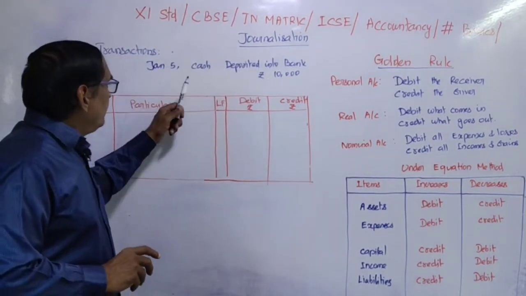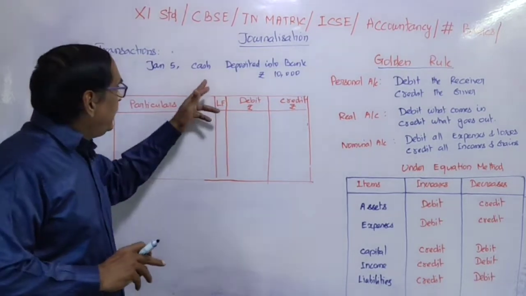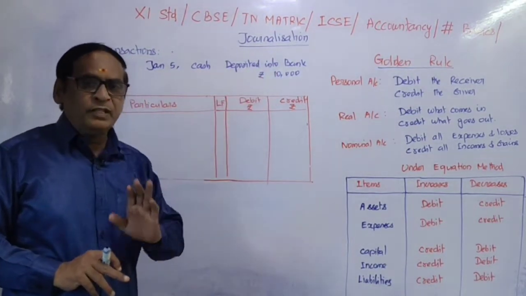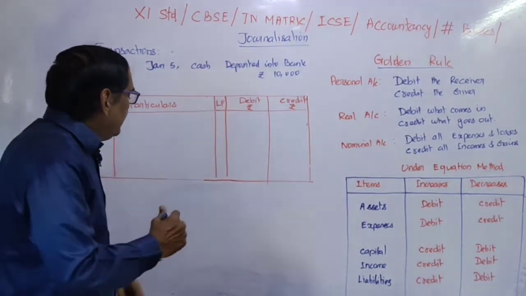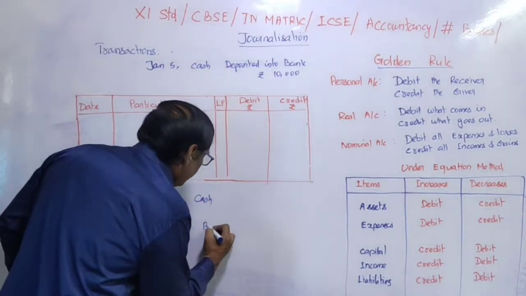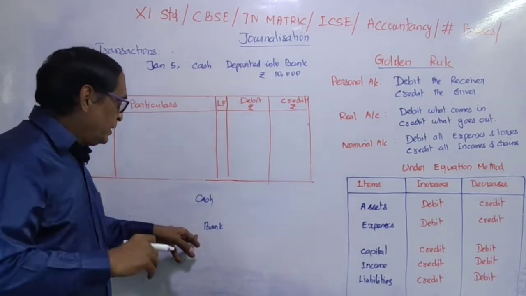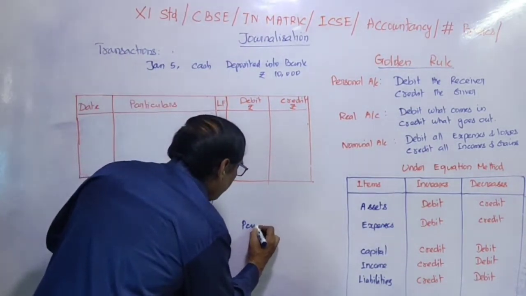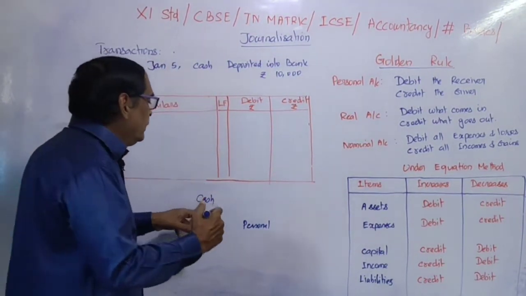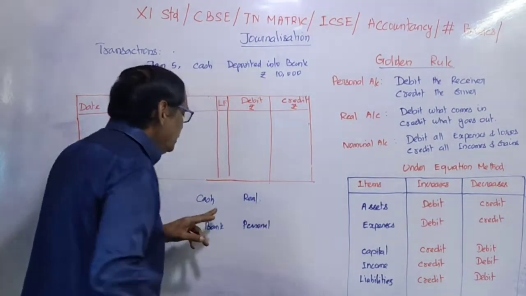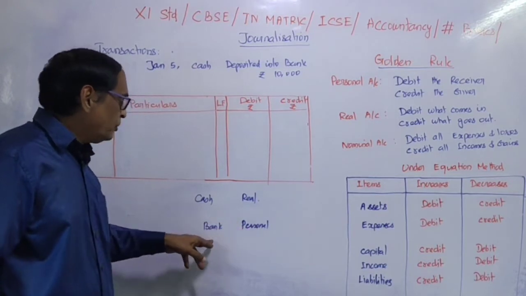And 5, cash deposited into bank. That means if any transaction containing both cash and bank, that is contra entry. First you have to remember that. And then under golden rule, there are two effects here, cash and then bank. Bank here, if we deposit, bank is the receiver. So it is a personal account rule you have to apply. And then cash is going out. It is real account rule we have to apply. So under real account, cash is going out. So cash is to be credited. Under personal account, bank is to be debited.